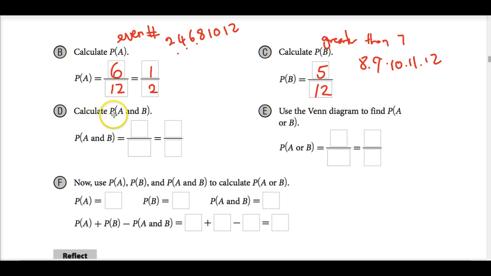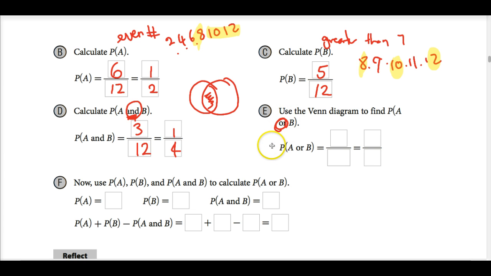Now if you want to calculate A and B, remember the Venn diagram we had? That means the numbers in the middle. Do you remember what numbers we had in the middle? Yeah, the numbers we had in common, which were 8, 10, and 12. So how many did you see there? There were 3, and there could be a total of 12 numbers you can get. Simplify top and bottom, 1 over 4. And now this time they're asking for the probability of A or B.